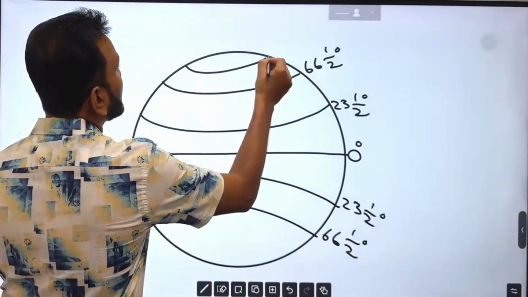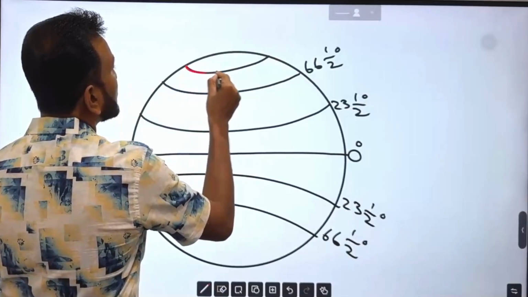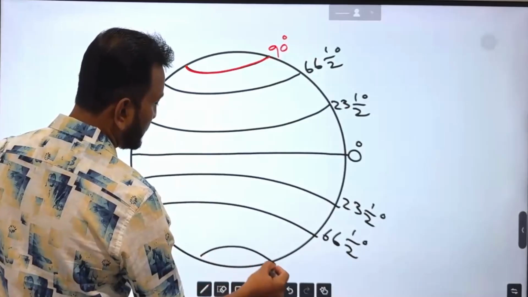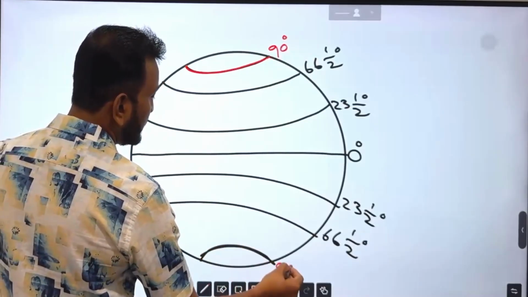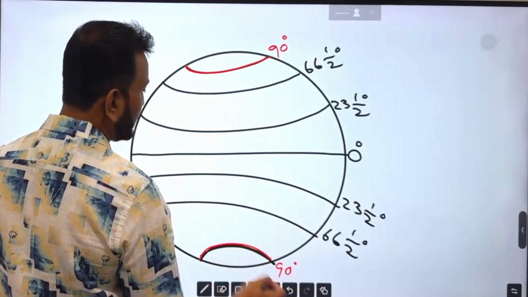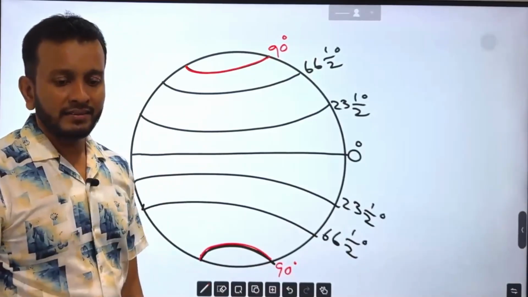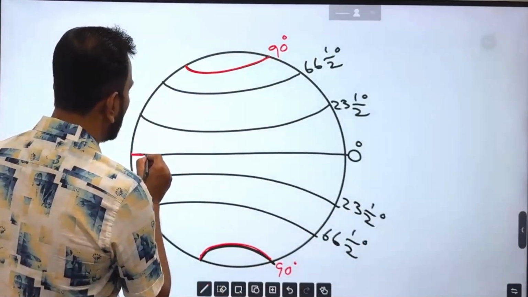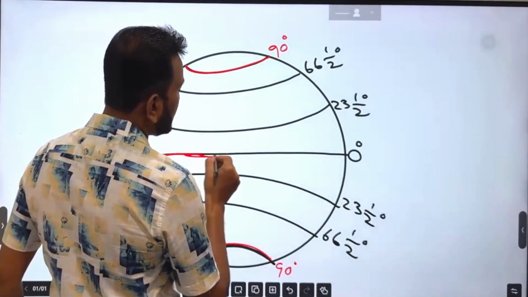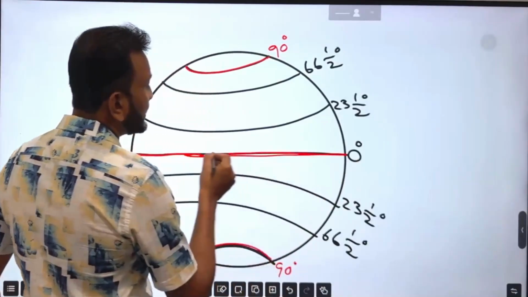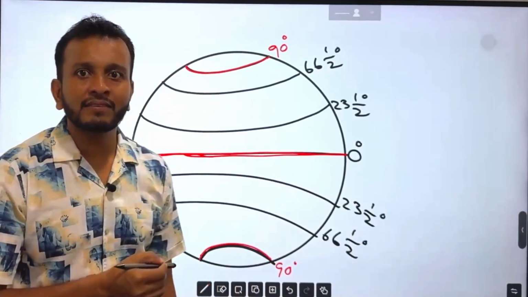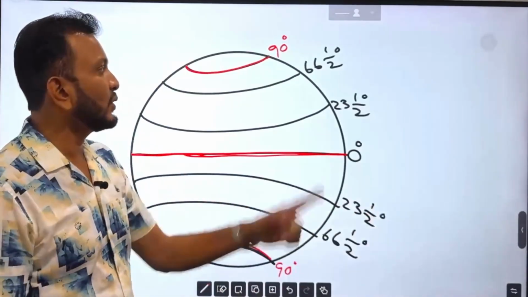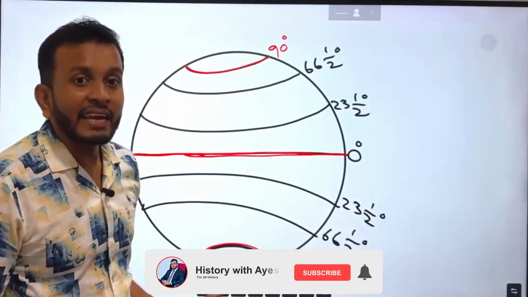Then here 90 degrees, North Pole. Here also South Pole. North Pole and South Pole. These are the major latitudes. This one is the equator. The equator is called the 0 degrees line. These are the major latitudes.